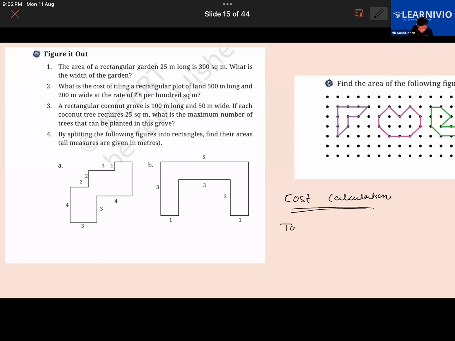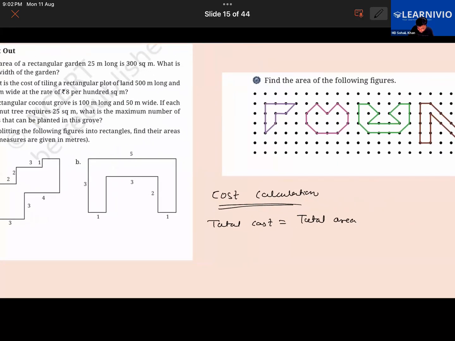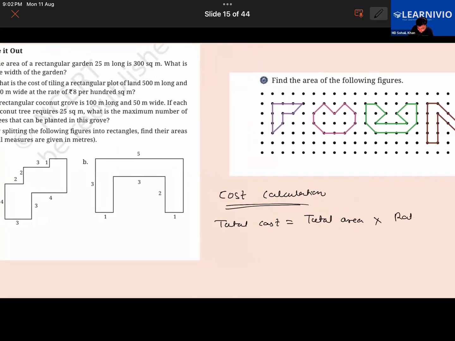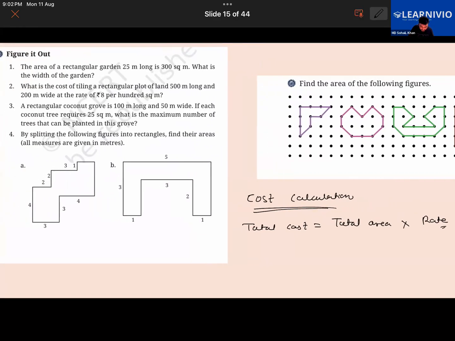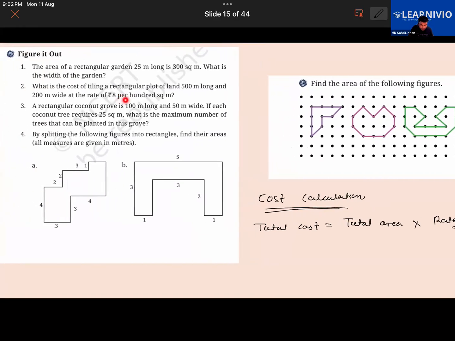So total cost will be equal to total area multiplied by the rate. Okay? Like here you can see rupees 8 per 100 square meter. What is it? It's the rate.